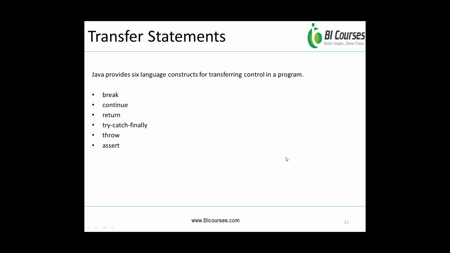Next one is transfer statements. Okay, Java provides 6 language constructs for transferring control in a program. We have discussed selection statements and iteration statements. Now, with these transfer statements, if we want to transfer the control from one statement to another statement, we can use them. There are various transfer statements like break, continue, return, try, catch, finally, throw, assert.